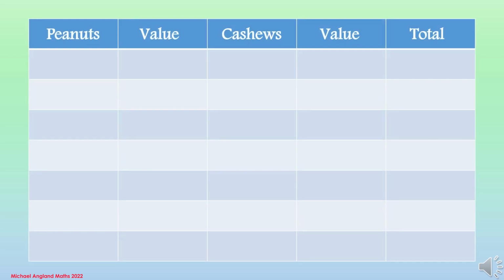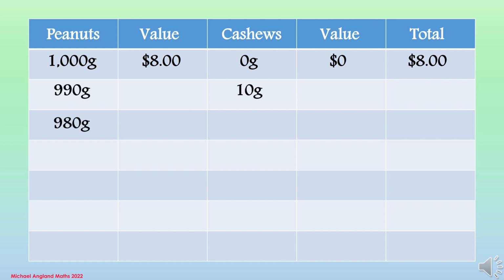Once again, we use a table, peanuts and their value against cashews and their value, and the total. Assuming everything's peanuts, that's 1,000 grams of peanuts, 0 grams of cashews. $8 for peanuts, $0 for cashews. Adding together, total $8. The next line, we reduce by 10 grams, 10 gram increments. 990 grams peanuts, 10 grams cashews. Then 980 grams peanuts, 20 grams cashews, and so forth. Now, 990 grams of peanuts is 1,000 grams minus 10 grams, $7.92.